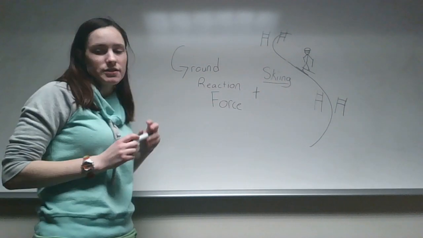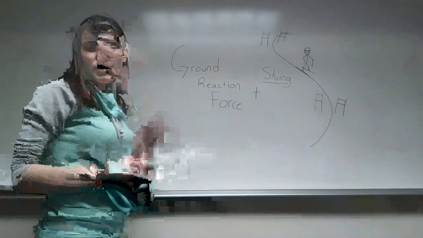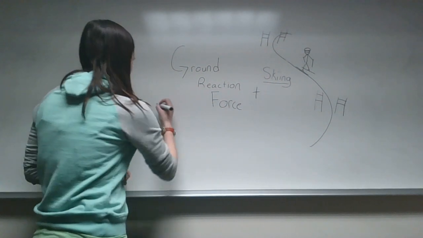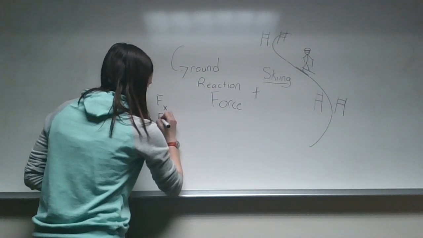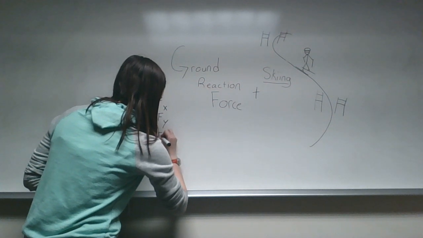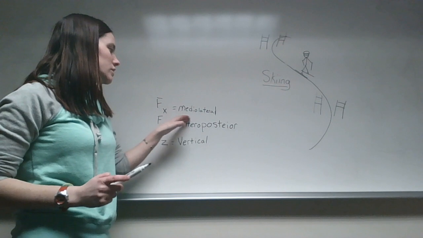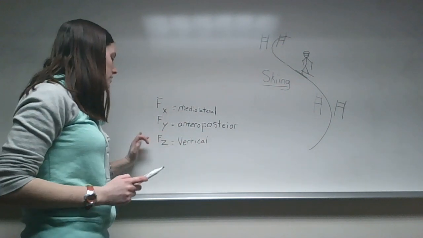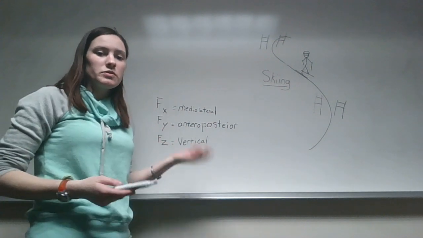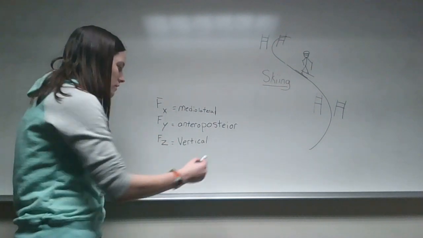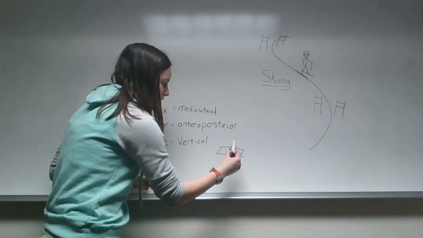So ground reaction force is a reaction force provided by something in which one is moving. Here we measure it in three components: F of X, F of Y, and F of Z. F of X is medial lateral, F of Y is anterior posterior, and F of Z is vertical. These are measured with a force plate.